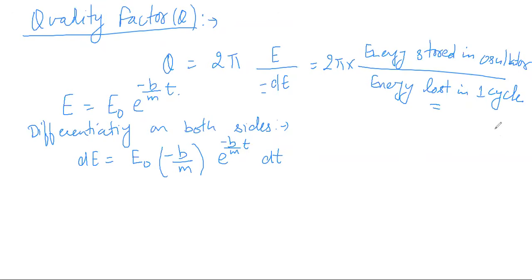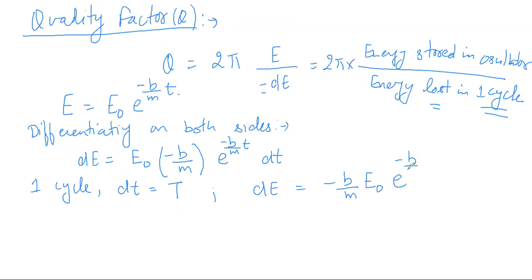Now, I want to know what is the energy loss in one cycle. For one cycle, your dt is equal to the time period, right? In one cycle your change in time is equal to the time period, and hence I can say that your dE is equal to minus b upon m E naught e raised to power minus b upon m t multiplied by t. This would be your dE.